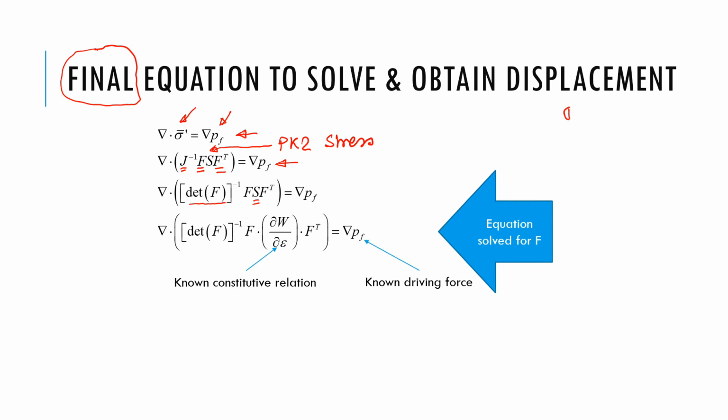Remember that guy we derived, sigma equal to del W del epsilon. We're trying to use that information here. So here we write S is equal to del W del E, and this is why we discussed W in the last slides, the strain energy function that comes based on the particular material that we chose.